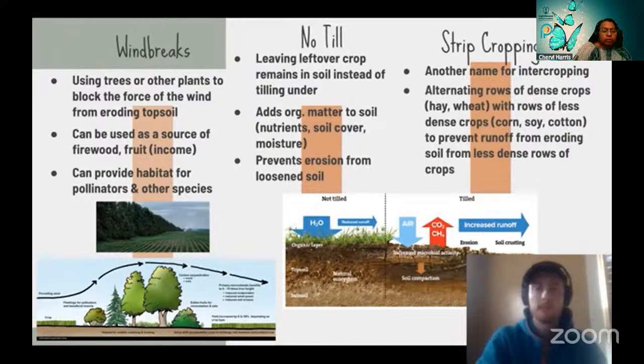Other crops like corn are not very dense. And so when you plant a really dense crop in between your less dense crops, what you're going to do is catch some of the soil and water that might erode from those less tightly packed rows of corn. And this is going to help limit topsoil erosion and conserve water.